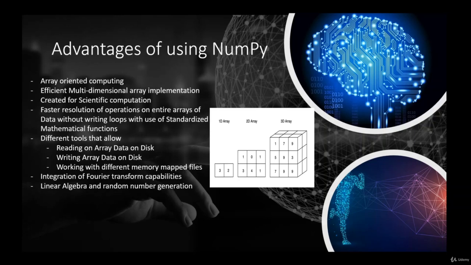There are different tools that are integrated with Numpy. First of all, you can read array data on disk. You can write array data on disk, and you can work with different memory mapped files, which is pretty cool as well. As we said before, there is an integration of Fourier transform capabilities. And finally, as we said, there is linear algebra and random number generation.